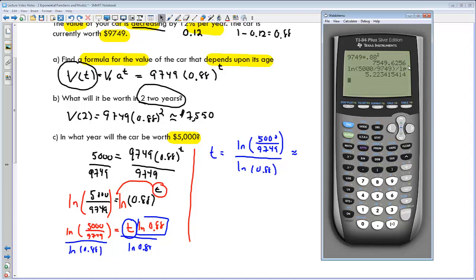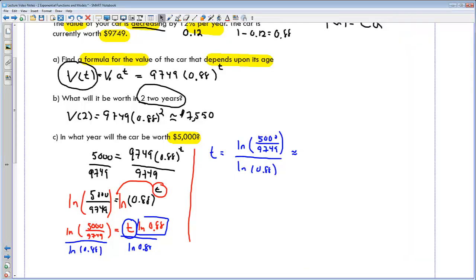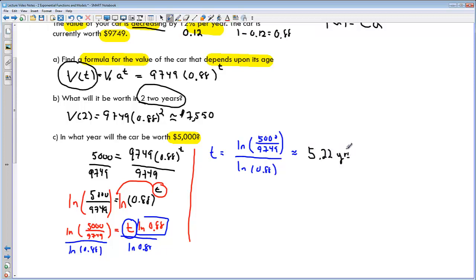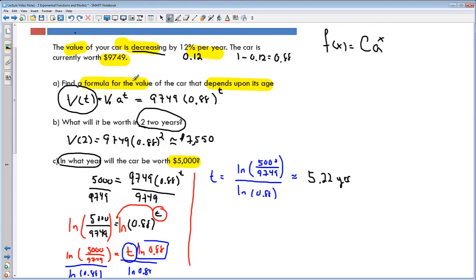And so I get about 5.22 years. So let's write that down. I get about 5.22 years. You could use this number, but it's not really the answer because it really says in what year. So what you should do is go back and figure out what year the car's value is given. I'm going to guess it's this year because it doesn't tell us, so I'm guessing it says 2018.